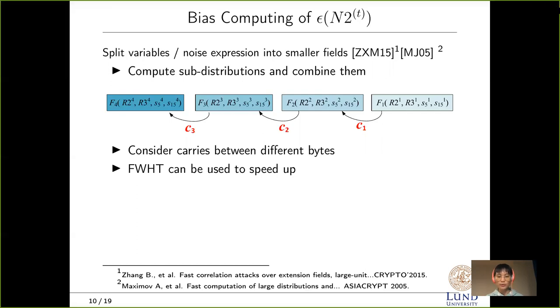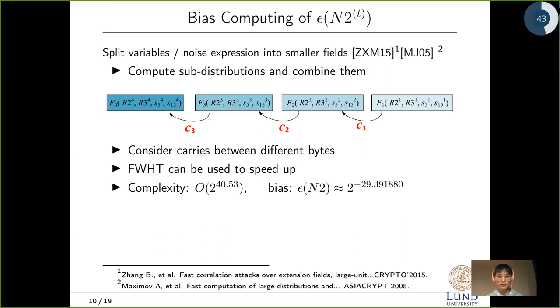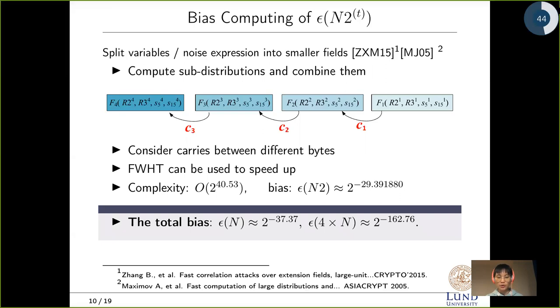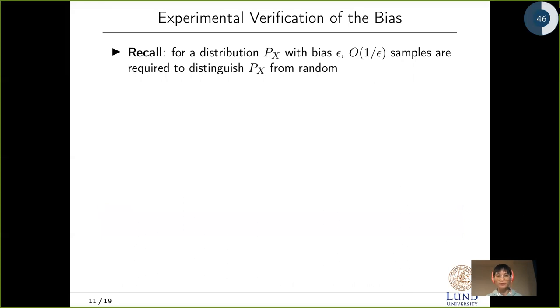First, watch how the Hadamard transform can be used to speed up this process. The complexity is around 2 to the power of 41, and the bias is around 2 to the power of minus 29. The total bias is around 2 to the power of minus 37. And if we consider the XOR sum of 4 such independent noises, the bias would be 2 to the power of minus 163. Then someone would ask if the derived bias is correct, and we answer it by providing experimental verification.